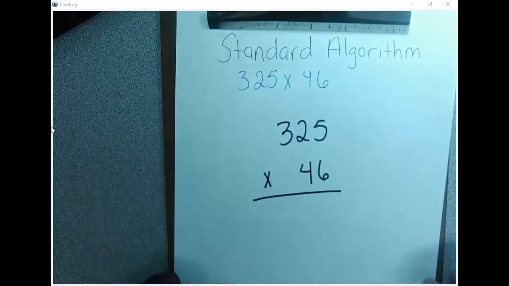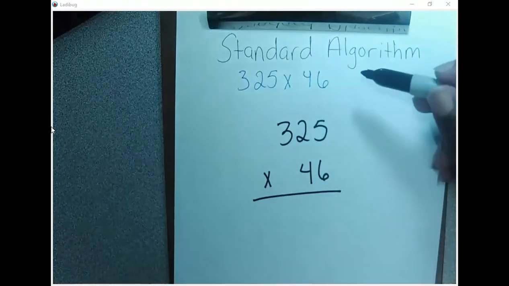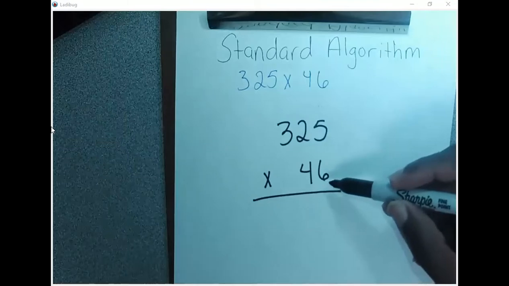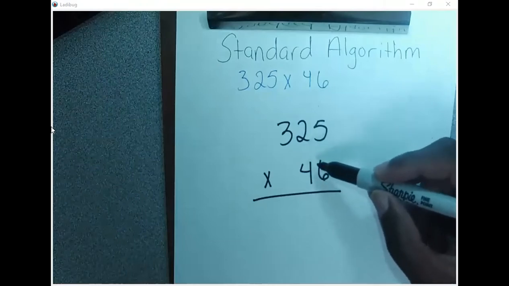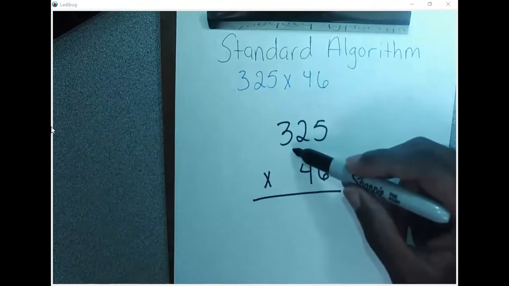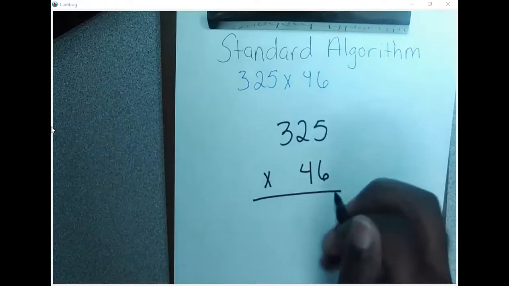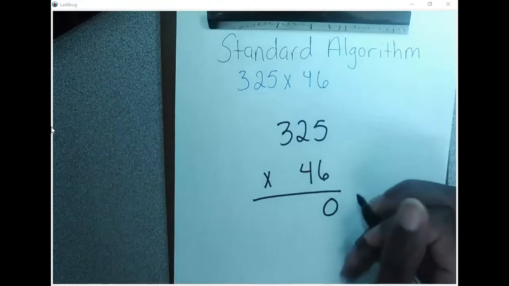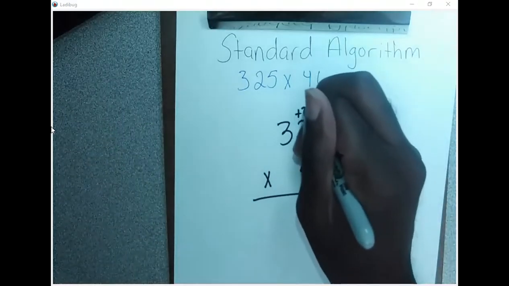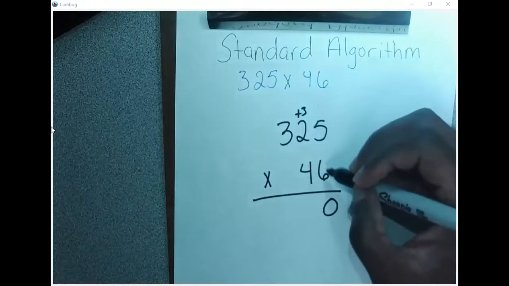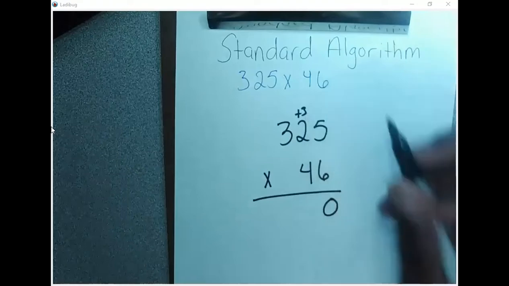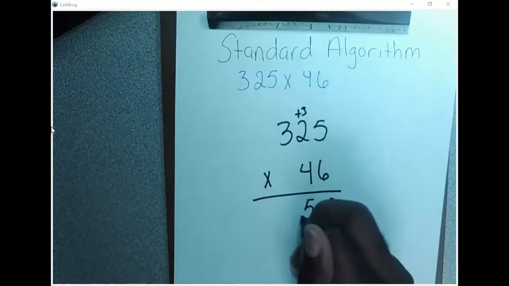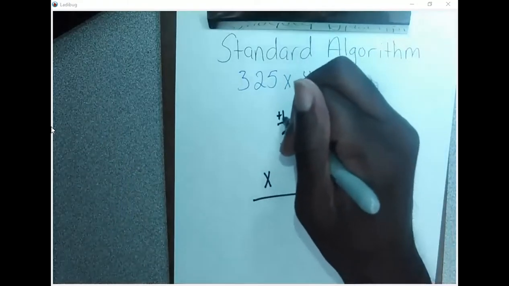Okay. Now, when I'm doing my standard algorithm, I always start with my bottom right number, which is in the 1 spot. I multiply it times my 5, my 2, and my 3 in that order. All right, so 6 times 5 is 30. I put my 0 here. I carry my 3 over to the next section. 6 times 2 is 12, and 12 plus 3 is 15. My 5 goes here. I carry my 1 to the next section.